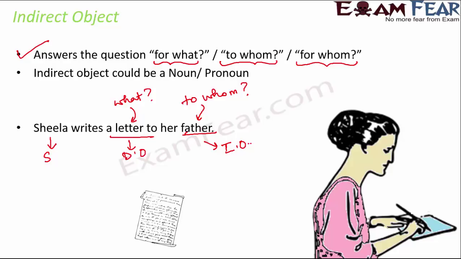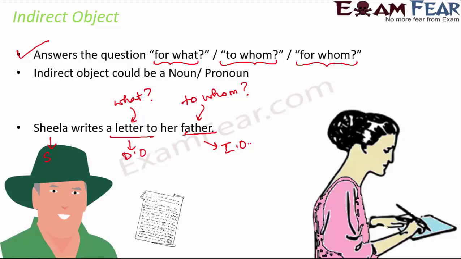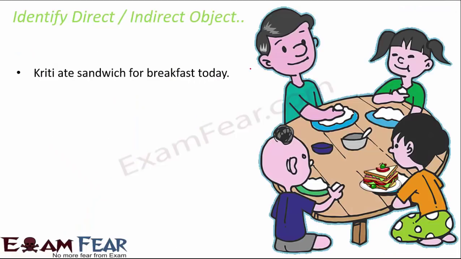Right? So in this fashion, we can identify which one is the direct object and which one is the indirect object. Now an indirect object could be a noun or a pronoun. Like in the case of a direct object, even a phrase or a clause could be a direct object. That is not the case with an indirect object. Only a noun or a pronoun could be an indirect object. Okay, now let us look at another example.